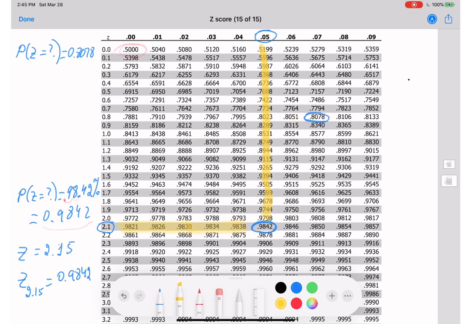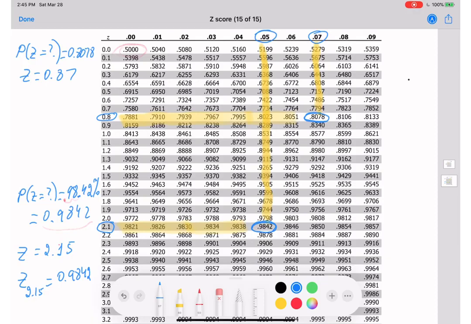Which means the z-score for this probability is going to be 0.8 and 7. 0.8, and here we have 7. Okay? But here is the thing. Not always we are going to be so lucky and find precise value. Very often value doesn't match the way it's supposed to be.